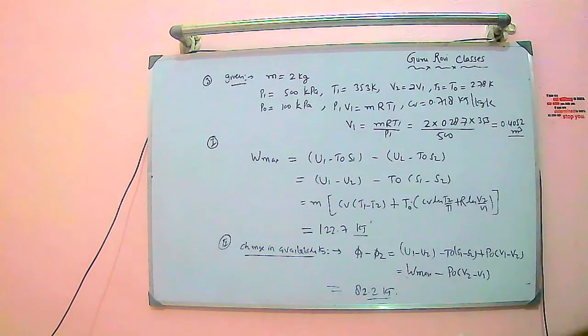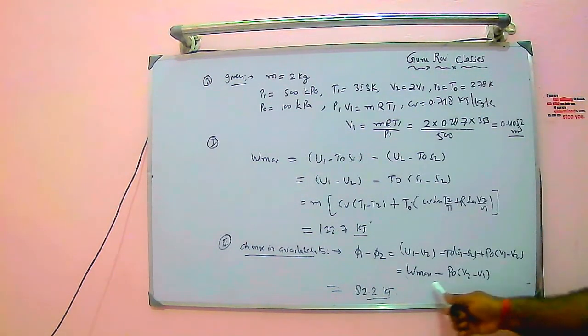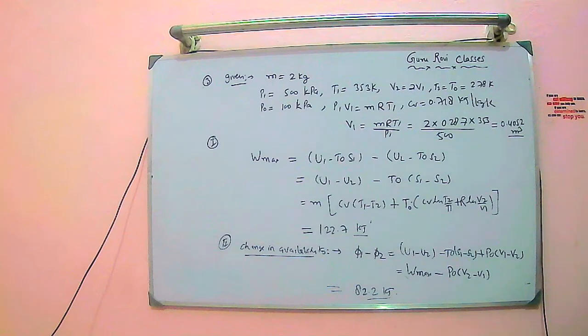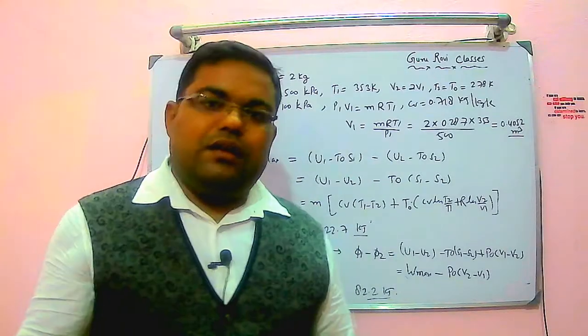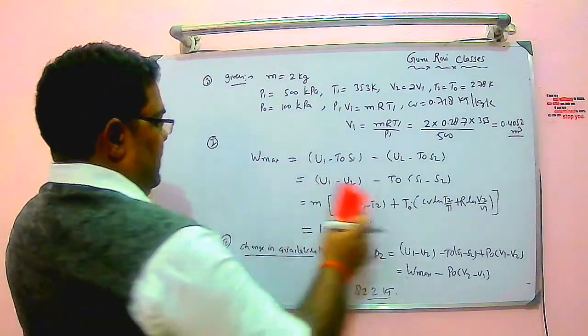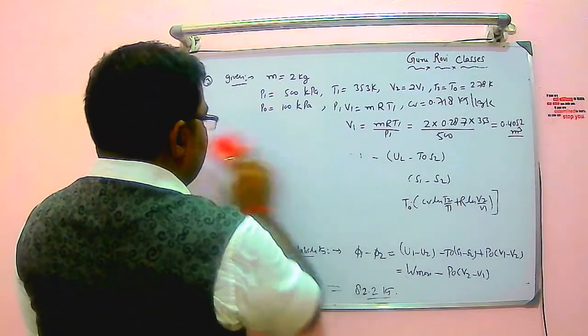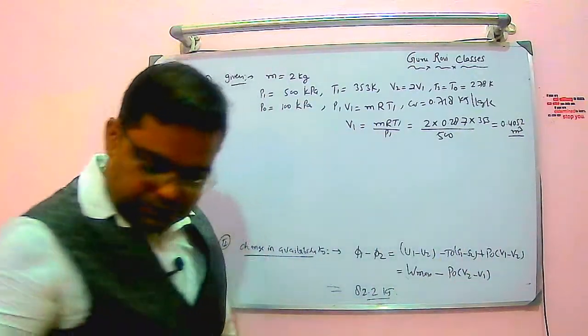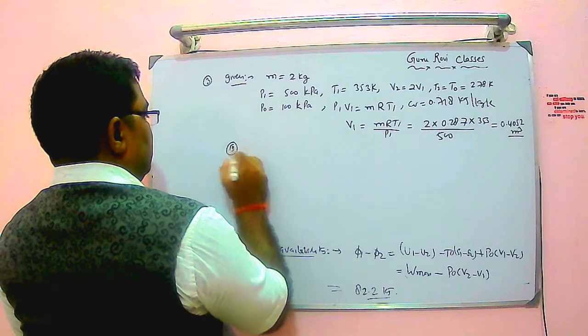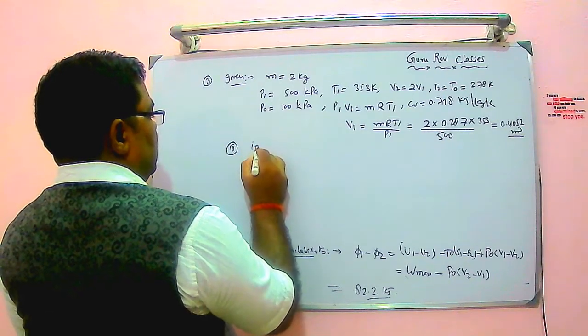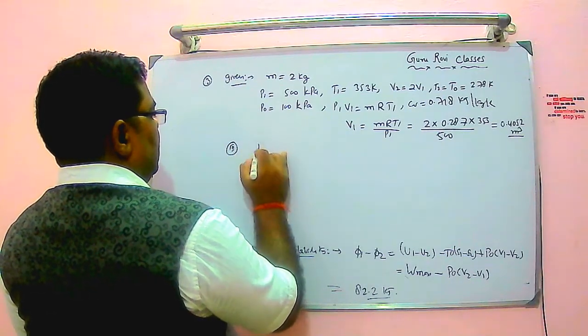So like that you can calculate. Clear? Last one is asking about irreversibility associated. Irreversibility is nothing but increase in unavailability. So third part of it, irreversibility.